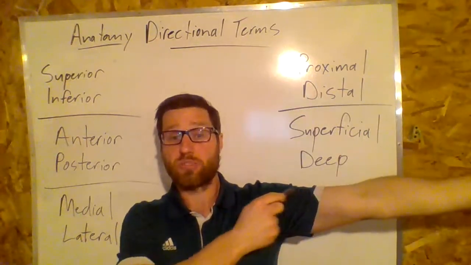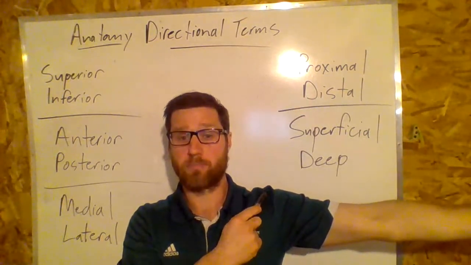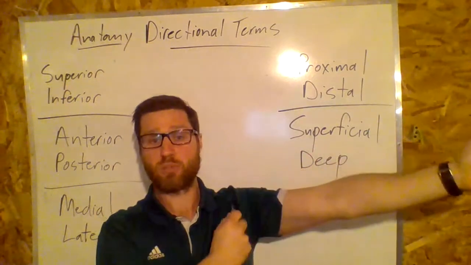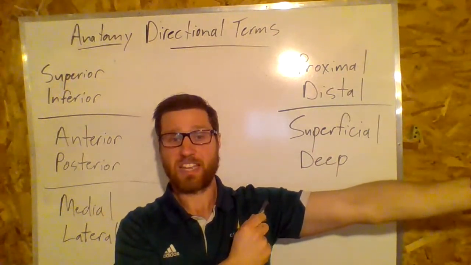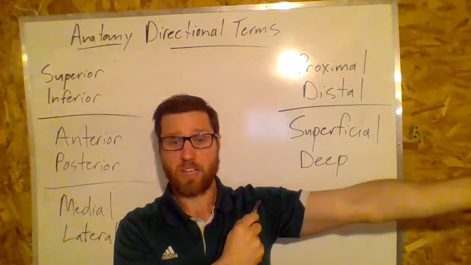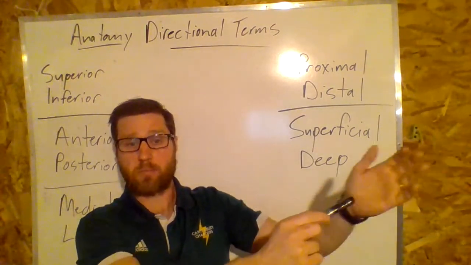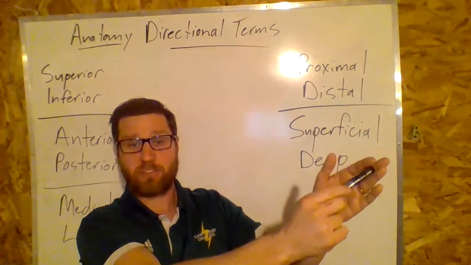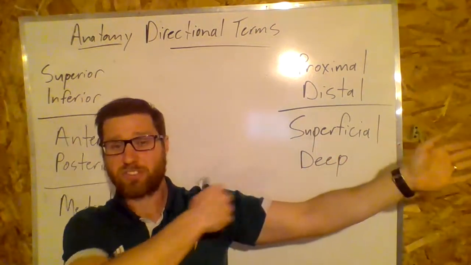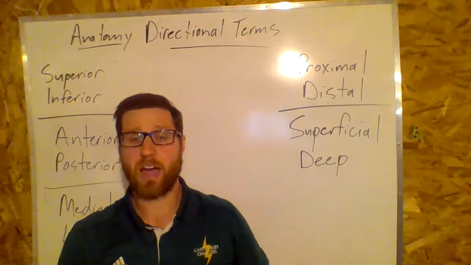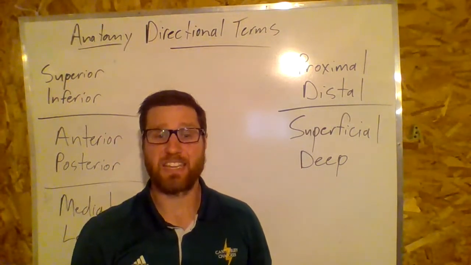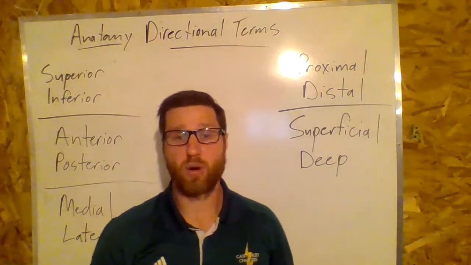Proximal is anything closer to the attachment point of the limb. So any part that's closer to the attachment point is proximal. So my elbow is proximal to my wrist, right? My wrist is proximal to my fingers. So anything closer to that point of attachment, my knee is proximal to my toes.